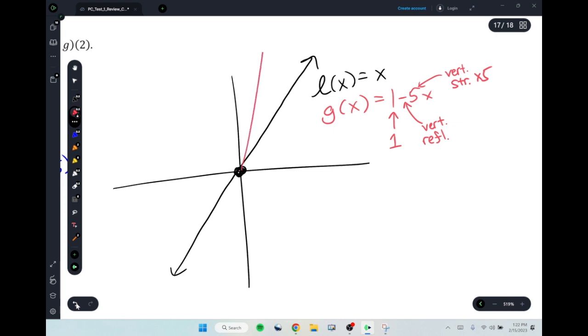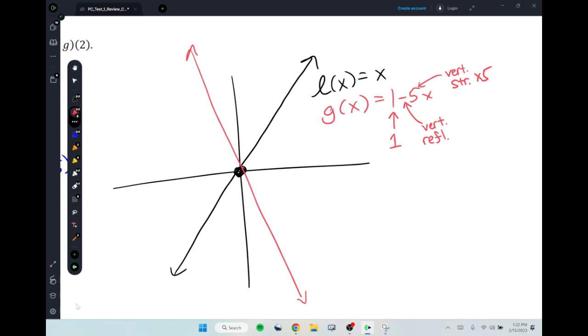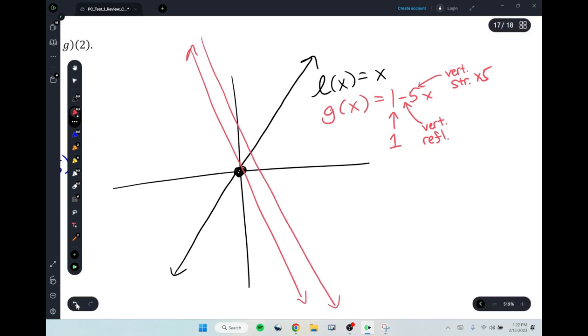Vertical stretch, it makes it steeper. Cool. Flip it, makes it flip. Erase the first one. Up 1 makes it go up 1, where that's just one space right there, even though it looks big. Okay? Let's plot 2 points instead.